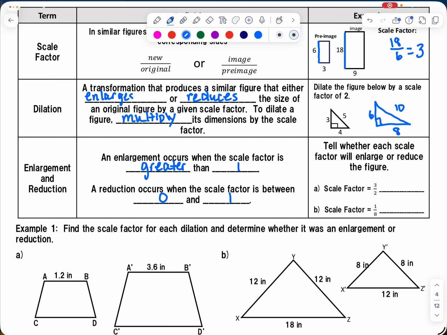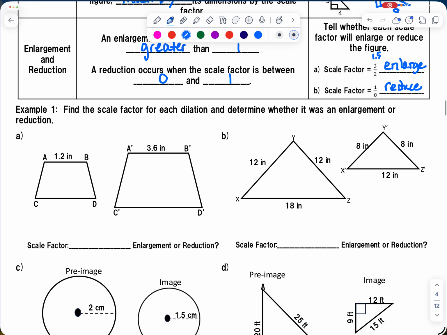So if we have a scale of 3 over 2, that's the same thing as 1.5. So if your scale factor is larger than 1, it will enlarge the figure. Okay. If you have a scale factor of 1/8, 1/8 is a number that's bigger than 0, yet smaller than 1. So that's going to reduce the size of the original figure.